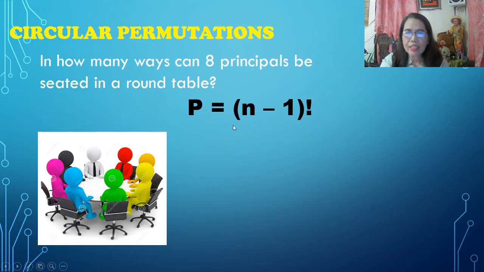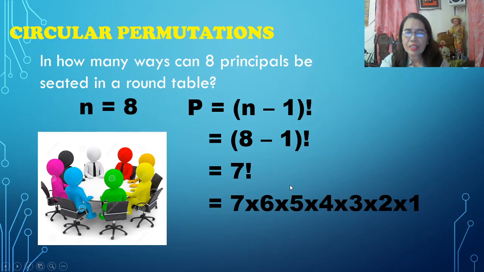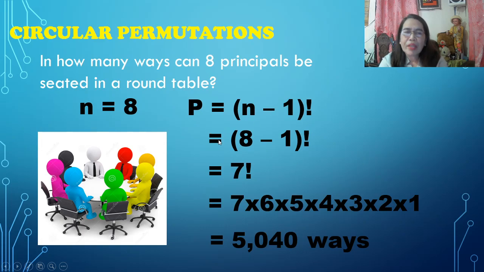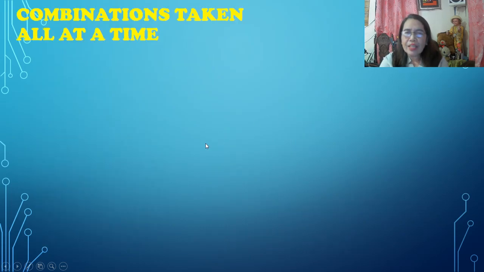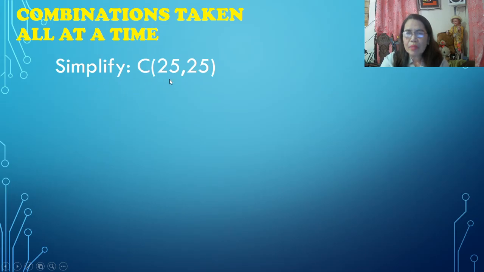So, ang n natin is 8. So, magiging 8 minus 1 equals 7. And 7 factorial is equal to 5,040 ways. Ito yata ang pinakamadali. Next, combination. So, last week, we discussed about combinations. So, taken all at a time. Example, simplify C of 25, 25.